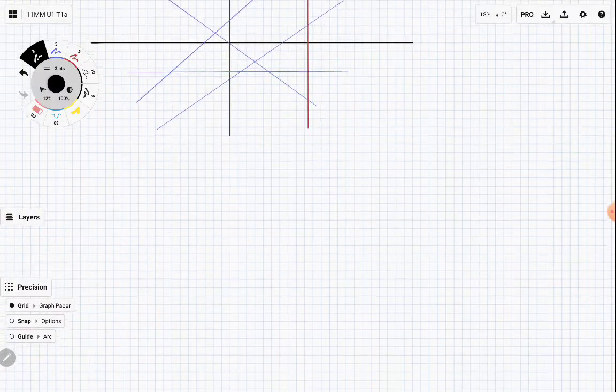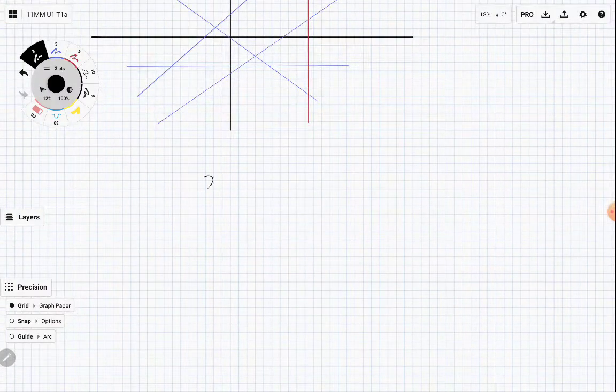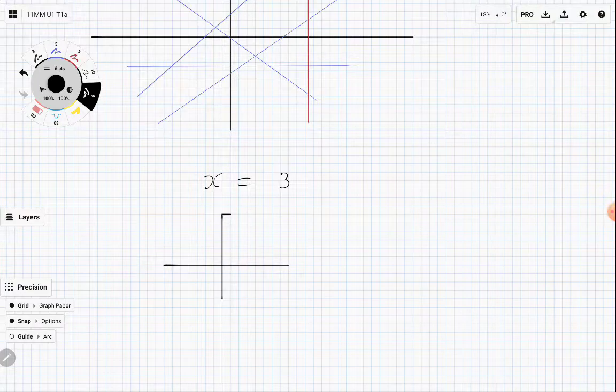So let's really quickly sketch a few. For example, if I have the function x is equal to 3, to sketch it, we just draw up our axes. And it's x equals 3, so we go 1, 2, 3, and then we just draw a vertical line straight there.